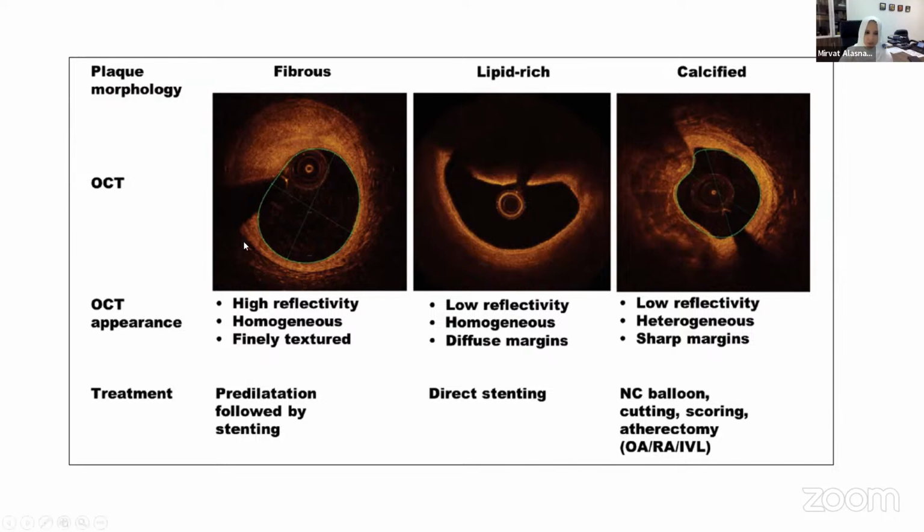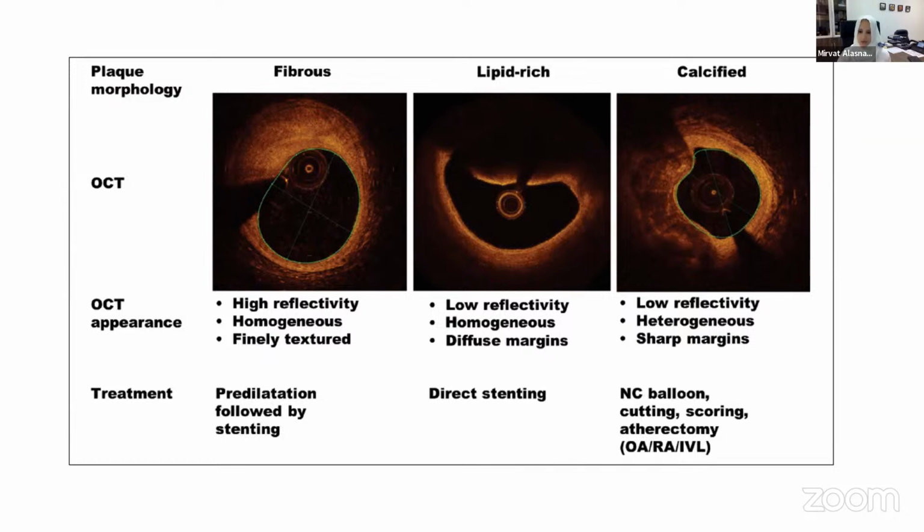But here's the theory. When you're looking at a fibrotic lesion, it's highly reflective. It tends to be homogeneous and has fine textures. When you look at the lipid-rich segments, the middle frame is actually lipid-rich, you see low reflectivity. It's very homogeneous, and the margins are actually very diffuse. So compare it to the first image where it's fibrotic. I know a lot of people tend to confuse those two. But then you also want to look at calcified lesions. When you're looking at calcified lesions, their reflectivity is low. They tend to have sharp margins and be heterogeneous.